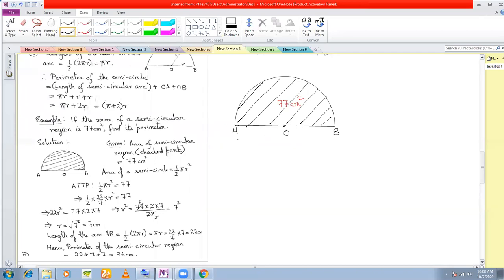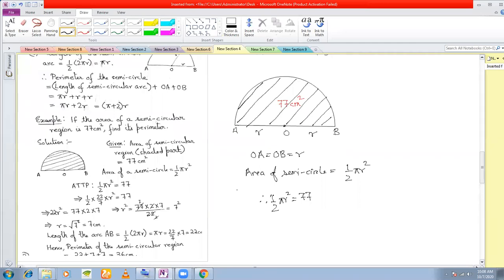So from here, I'll say that the radius of the semicircle be R. So OA and OB are both R. That means the area of the semicircle is half pi r square, right? And half pi r square must be equal to 77 centimeter square.